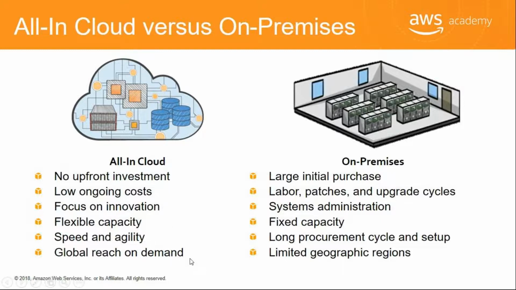on demand. So on premises means large initial purchase, labor, patch management, upgrade cycles, system administration, fixed capacity, long procurement cycle and setup, and limited geographic region. Means if you want to expand your network after working 1 or 2 years, suppose you have an office today in New Delhi, and you want to set up your office in Chennai, then you need to again purchase all this infrastructure, or you will access your infrastructure remotely, but again it will consume more resources, and it will take time to implement that solution.